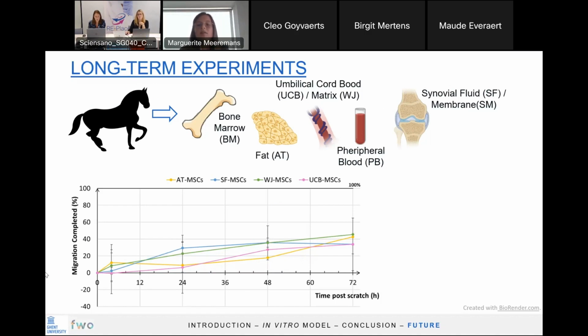So to study the best mesenchymal stem cell source for tendon treatment, I already isolated different sources of MSCs. And in a proof of concept, first in some preliminary experiments, we included these different sources in our scratch assay. So we captured the conditioned medium, which contains all the secretome products of the MSCs, in the scratch assay, and we're studying scratch closure.